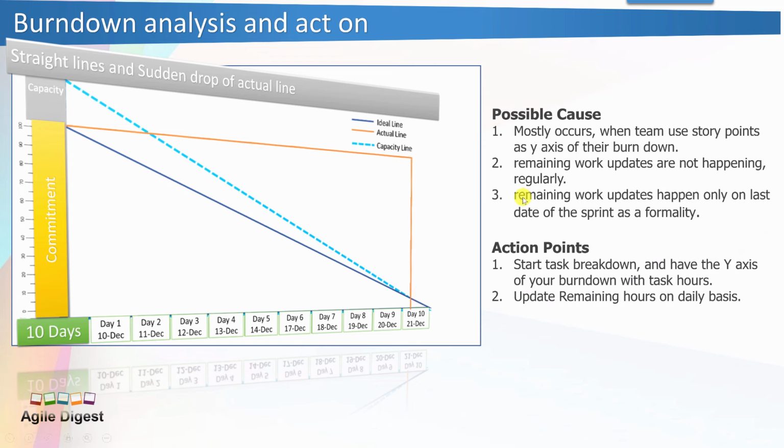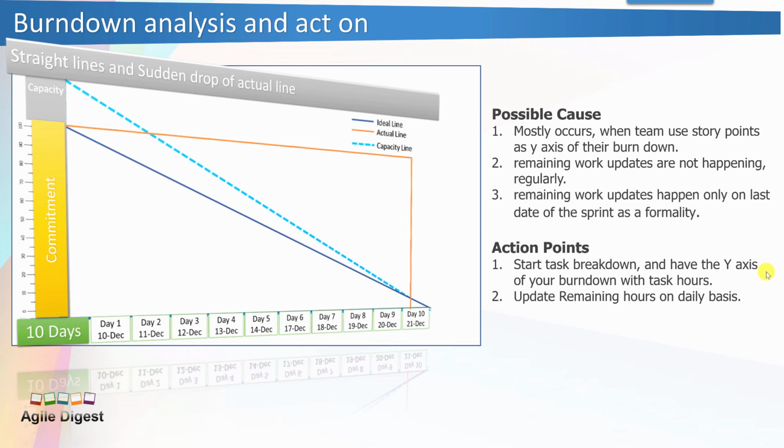And then the action points: start task breakdown, and have the y-axis of your burndown in task hours. If you really want to get the benefit of burndown, use it on hours, and update the remaining hours on a daily basis. Don't wait for the last date. That is the way.